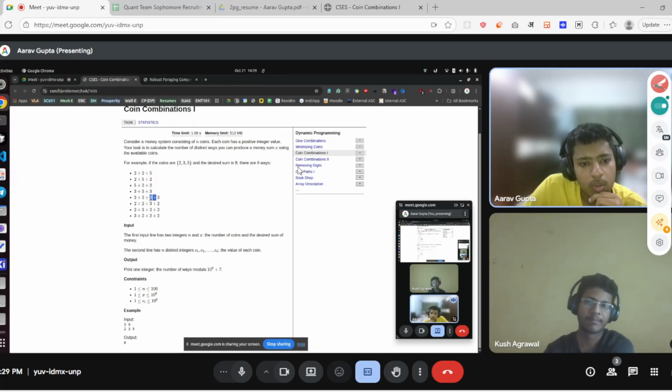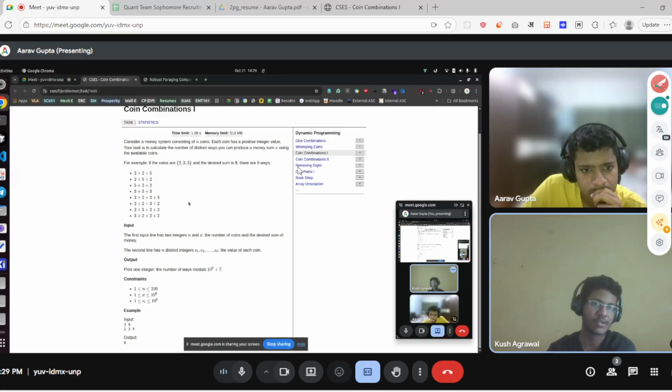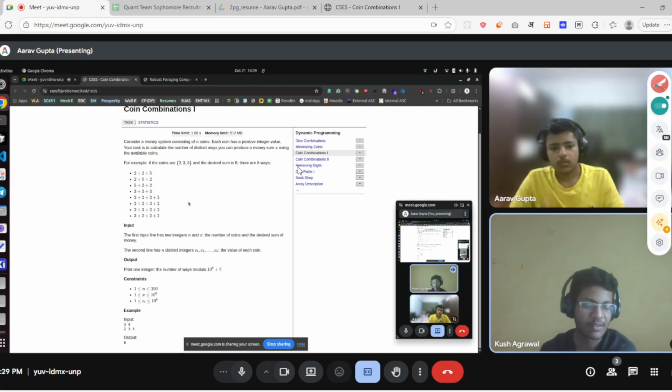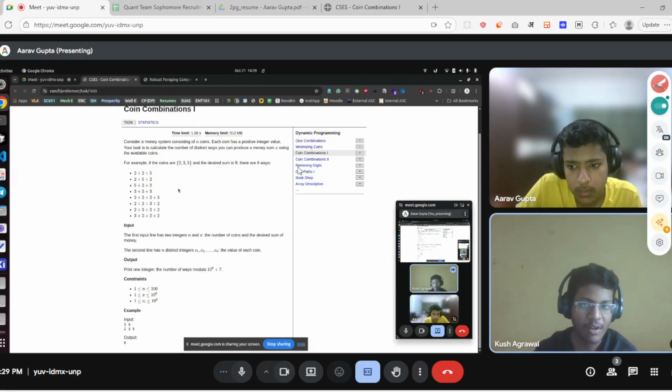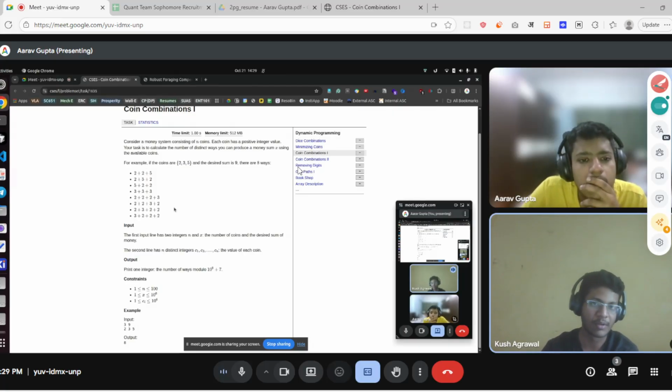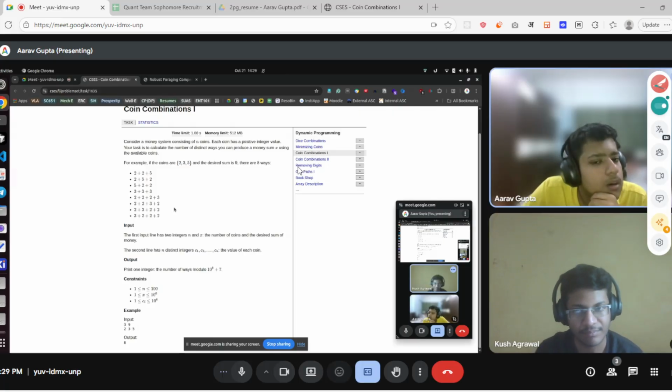Then you remove one more 2. But how will you count 2, 3, 2? The permutations are considered different. So 2, 3, 2 is also a permutation. Yeah.